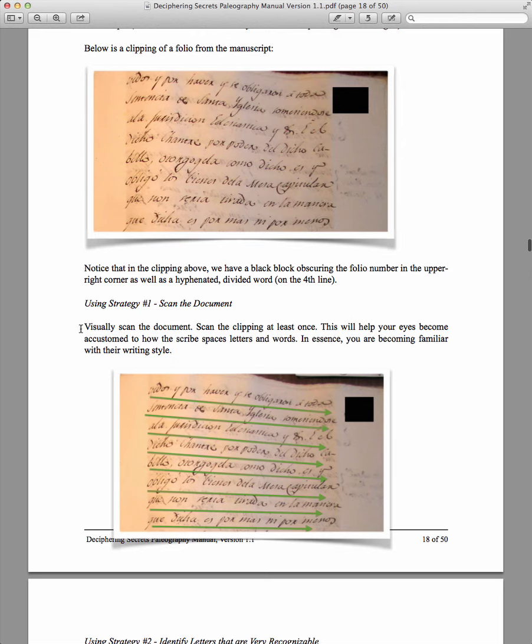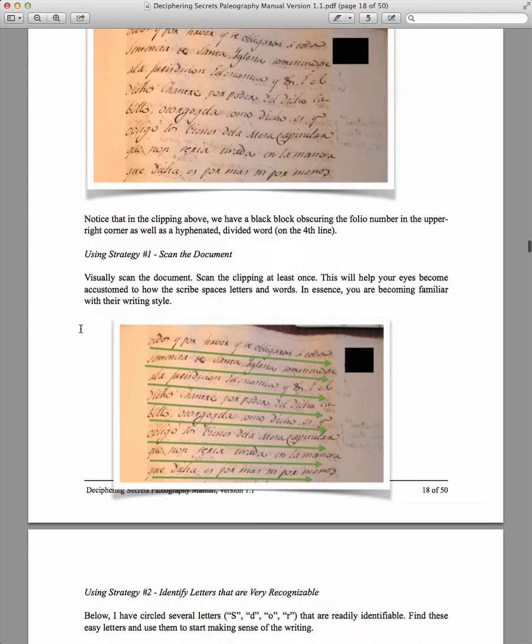Visually scan the document. Scan the clipping at least once. This will help your eyes become accustomed to how the scribe spaces letters and words. In essence, you'll become familiar with their writing style. It's just like when a friend's handwriting is very unusual, and you often reread the letter many times to get it right: what is this word? I have no idea what they mean.